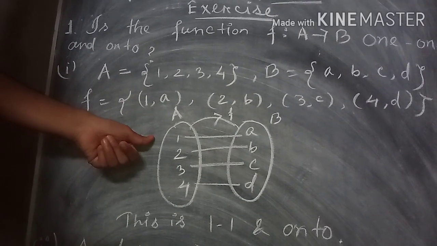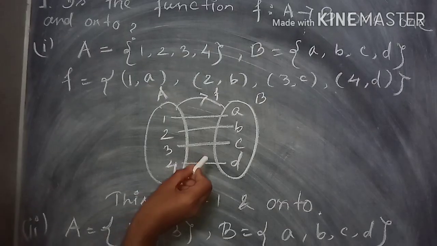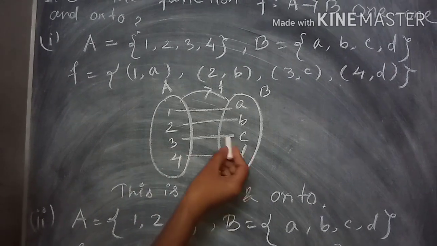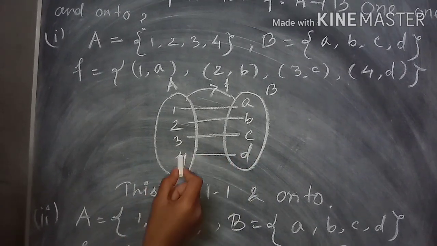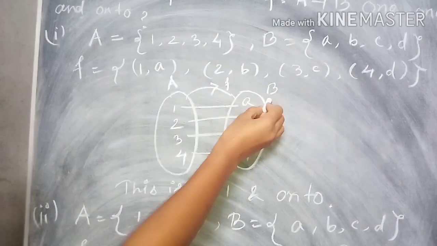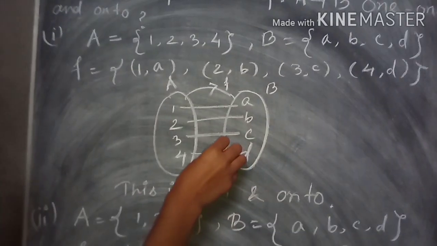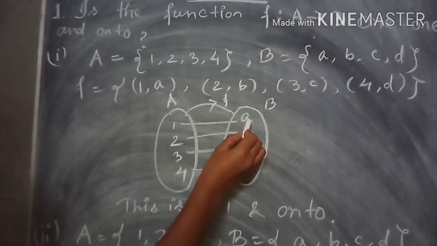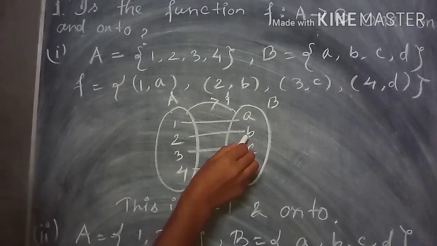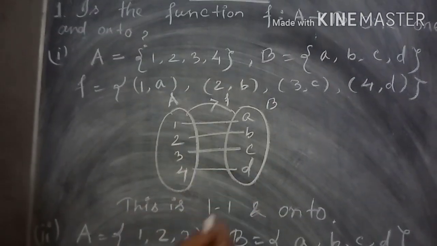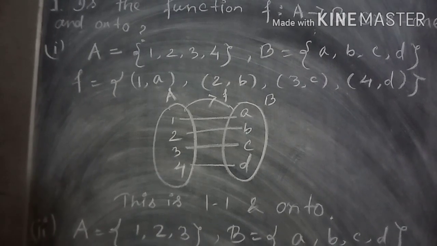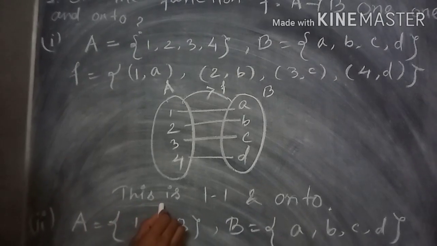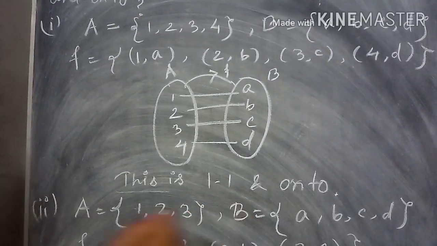Therefore, this function is obviously 1-1. Now, to check onto, according to the definition of onto, for any element of the second set, that is B, there should be some pre-images in the first set. So we can see here A has pre-image 1, B has pre-image 2. Similarly, C and D also have pre-images in the set A. Therefore, this function is onto also. Therefore, this is a function which is 1-1 and onto.